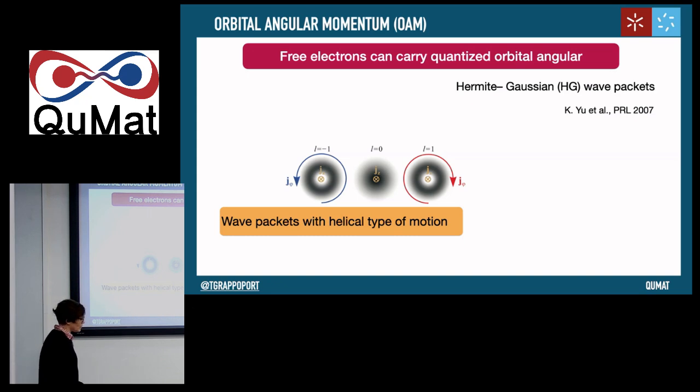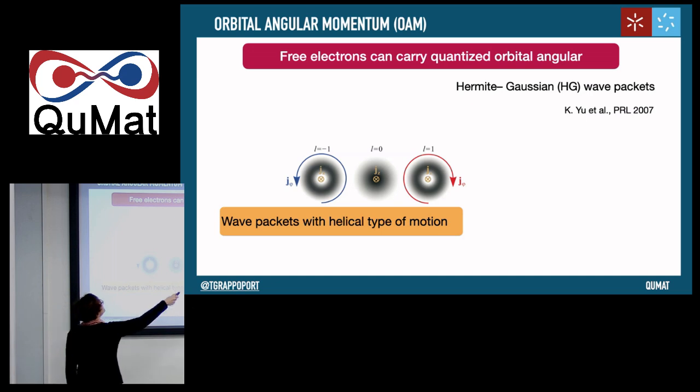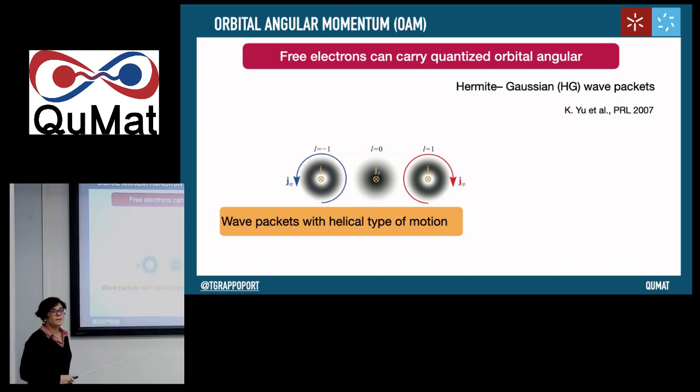So, we know that if we have a plane wave, free electrons, they don't carry orbital angular momentum. But a paper from Franco Nori and collaborators from 2007 showed that it's actually possible to imprint orbital angular momentum to free electrons. Instead of producing just Gaussian wave packets, we use Hermite-Gaussian wave packets. And semi-classically, we can see that the front end of these wave packets have a helical type of motion in this direction.